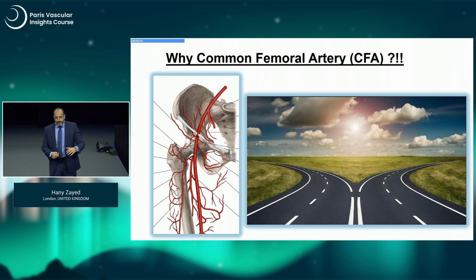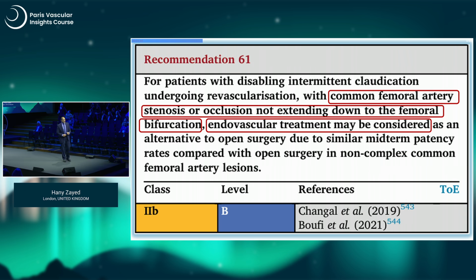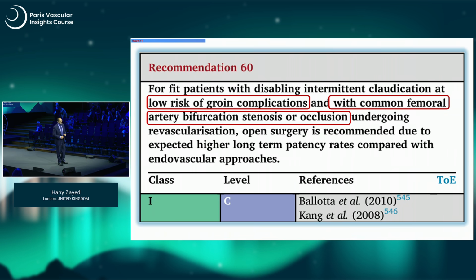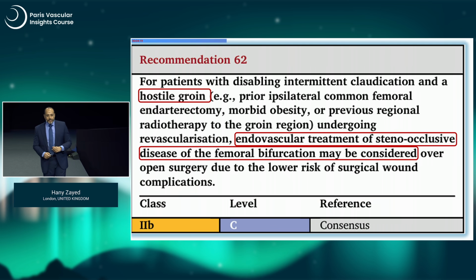Before getting an overview, I thought let's check what the ESVS guidelines are. There are three major recommendations. The first one is that if you have a common femoral artery stenosis or occlusion not extending to the bifurcation, so in the main trunk of the common femoral artery, endovascular treatment may be considered. The next recommendation is that if you have a low-risk groin, and you can define low-risk groin as you wish, and you have common femoral artery disease extending to the bifurcation, then open surgery is the recommended approach. But where you have a hostile groin, it doesn't matter how extensive the disease is, this is when endovascular is recommended.